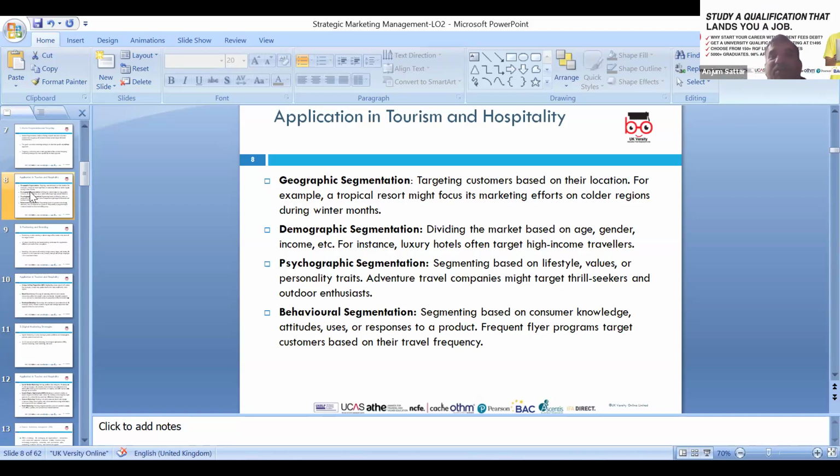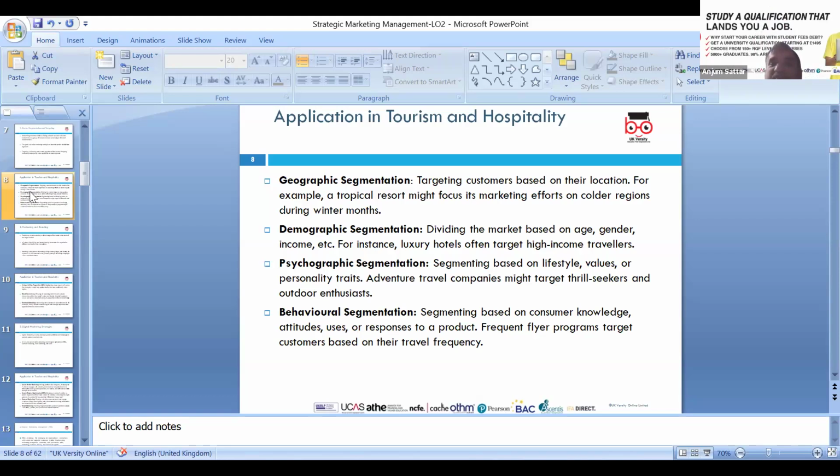Demographic segmentation: age, gender, income. We can look around in the hotel, they target higher income, higher level income travelers, so we can say business class, economy, or we have lower economy seats in airlines, so we can segment and we can do the pricing accordingly.